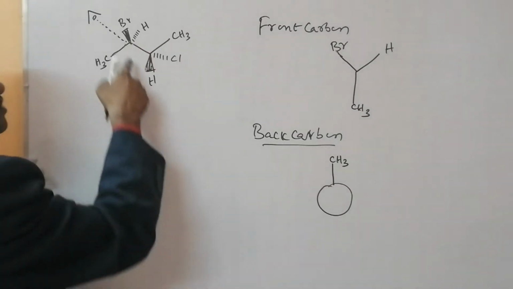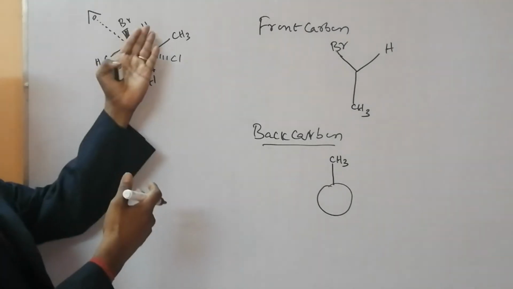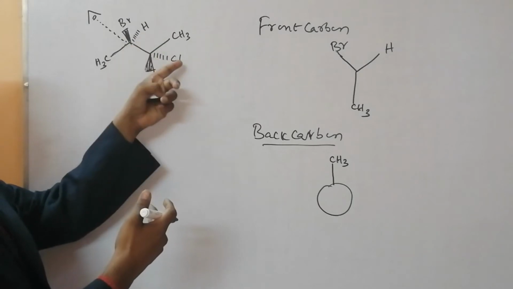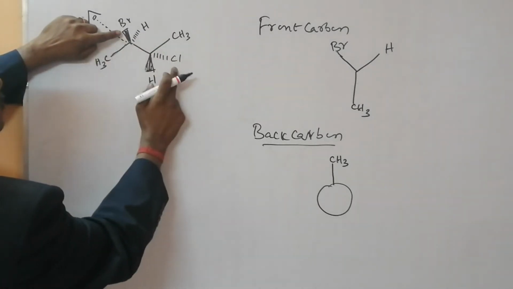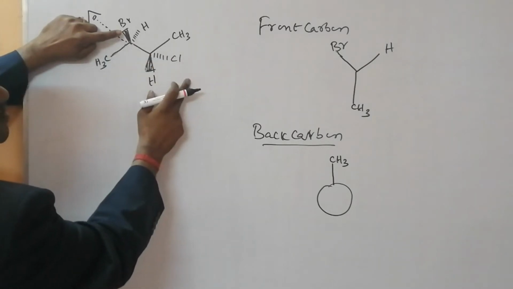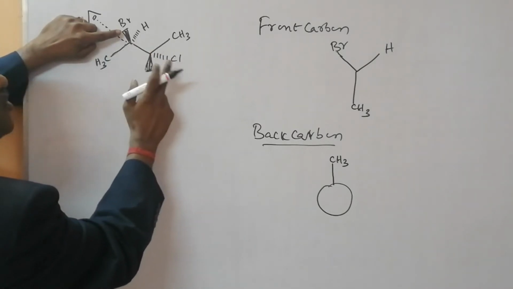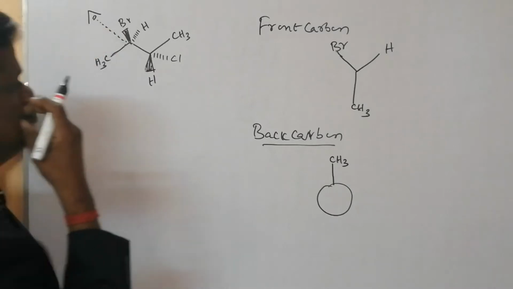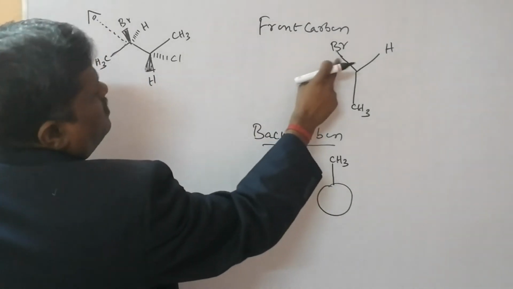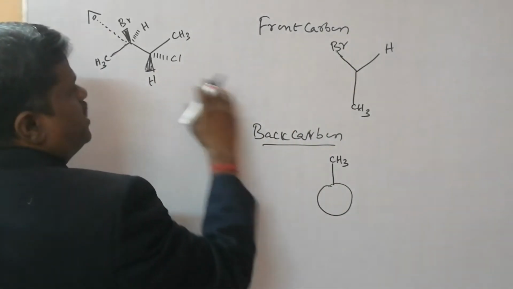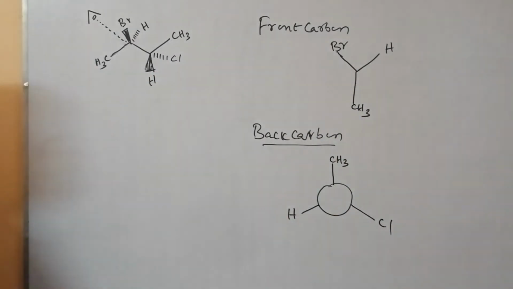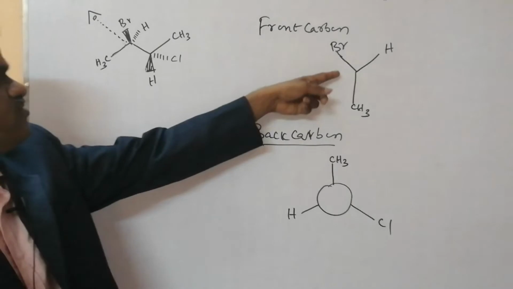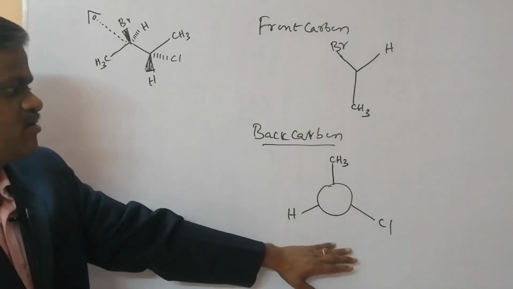bonds. So wedge means same side, and dash means opposite side. You see, that means this bromine and this chlorine are dash and wedge bonds, so they should be on opposite sides. So here I put the bromine on the left-hand side, so the chlorine I should put on the right-hand side. Like this. Is it clear? So this is your front carbon and this is your back carbon.